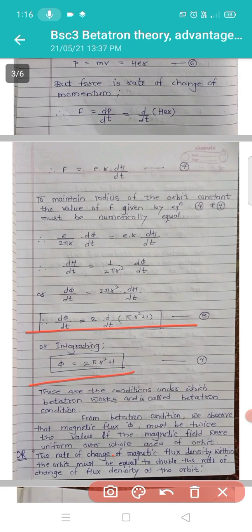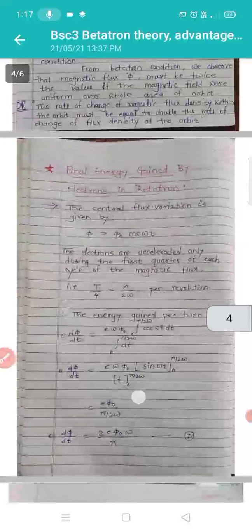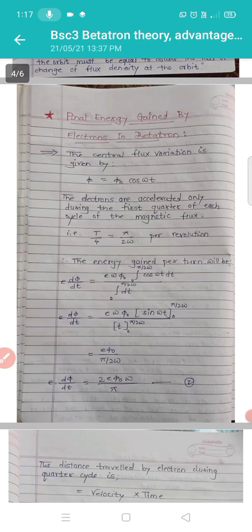From the betatron condition, we observe that the magnetic flux φ must be twice the value it would have if the magnetic field were uniform over the whole area of the orbit, or the rate of change of magnetic flux density within the orbit must be equal to double the rate of change of flux density at the orbit. This is about the theory of betatron.